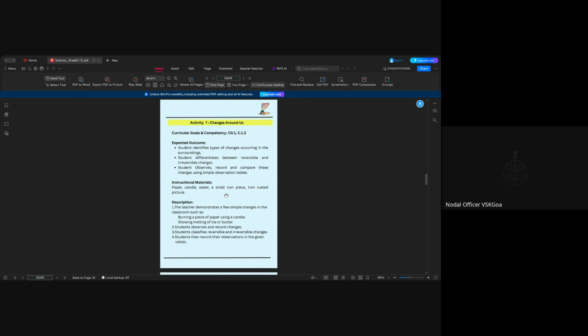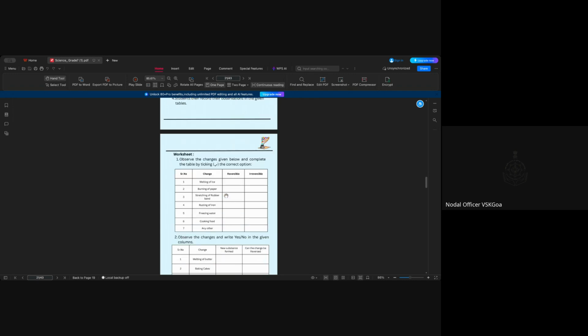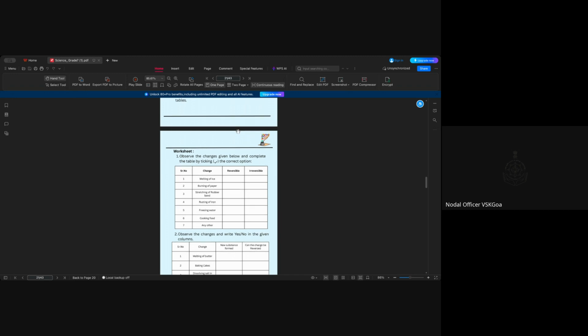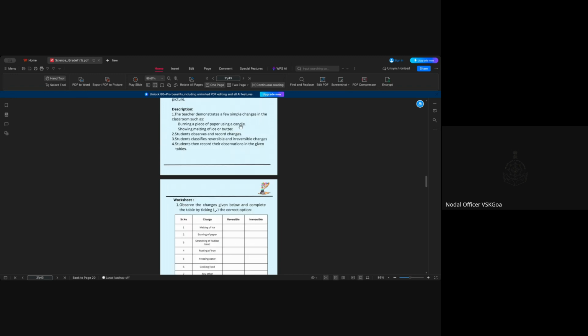So you'll find in the first step, the teacher will demonstrate a few simple changes in the classroom. These are just suggestive. Two examples are given, but you can have many examples like this. Just to have a discussion, don't directly start with the activity. First, try to give them a brief idea, let them engage, and then you start with the activity. That is the whole idea followed in this bridge course preparation.